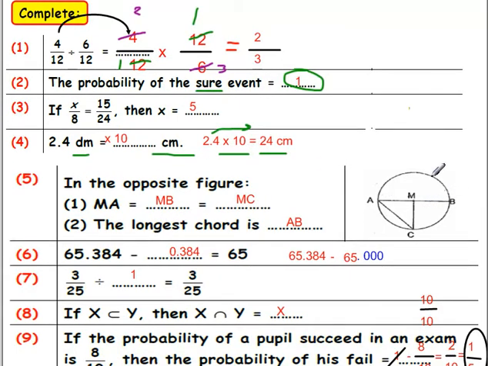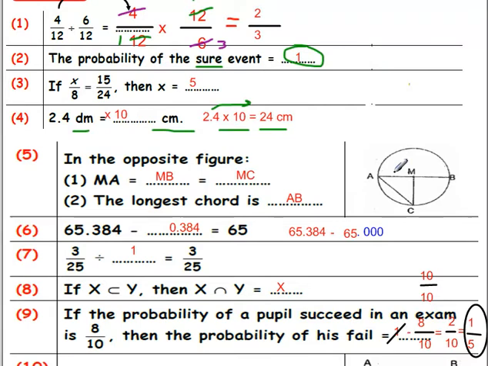In the opposite figure, this is the figure. Okay, this is a circle called M. Its center is M. He asks you MA equals what and equals what? Ask yourself, what is the name of MA? MA is a radius. So he asks you to get another radius. MA is a radius, MB is another radius, MC is also a radius. So we will write MB and MC.